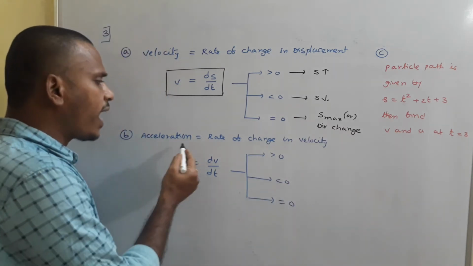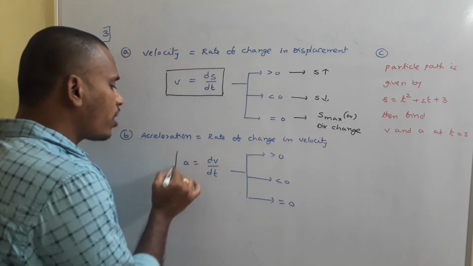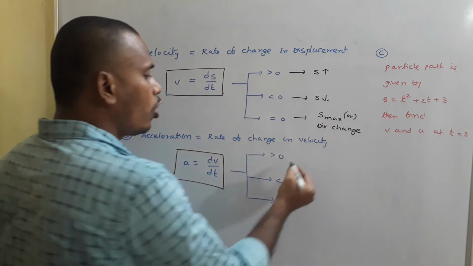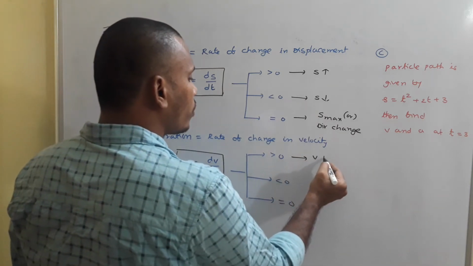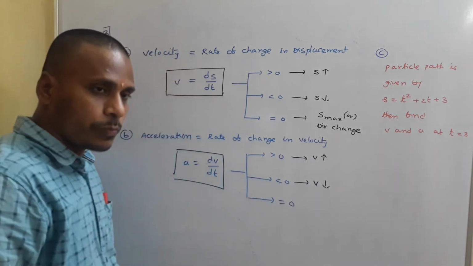In the same way, acceleration is the rate of change in velocity with respect to time. So acceleration is dv by dt. Again, if this acceleration is greater than 0, it indicates that velocity is increasing with time. If it is less than 0, it means a decrement of the velocity with respect to time.